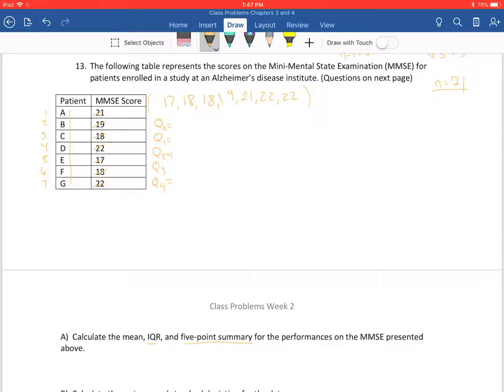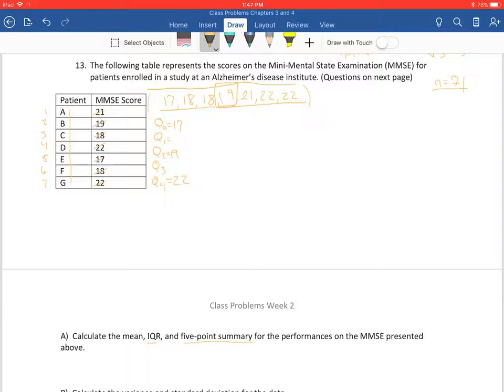To find our 5-point summary, our Q0 is going to be our minimum value, which is 17, and our maximum value is 22, easy to find here. For our Q2, since n equals 7, we have an exact middle value, which is 19. Our Q1 includes the median, so when you look at the lower half and find the middle value between 18 and 18, it's going to be 18. For the upper half, the middle value between 21 and 22 is 21.5 as our Q3.